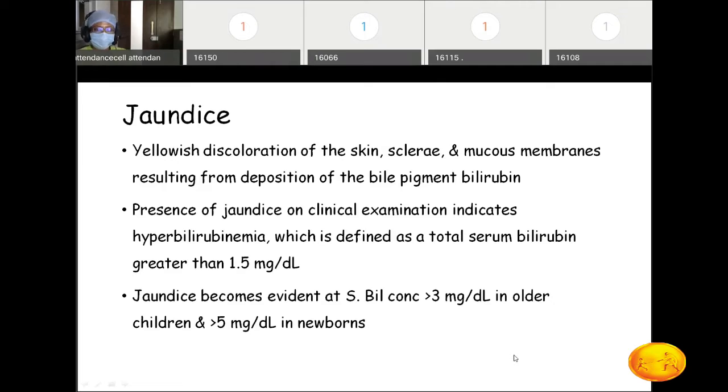Okay. So what is jaundice? Jaundice is yellowish discoloration of the skin, sclera, and mucous membranes, and it results from deposition of the bile pigment bilirubin. You may also get a yellowish discoloration because of carotenes, like vitamin A, beta carotene. That can also give rise to yellowish pigmentation of the eyes that could be confused with jaundice.